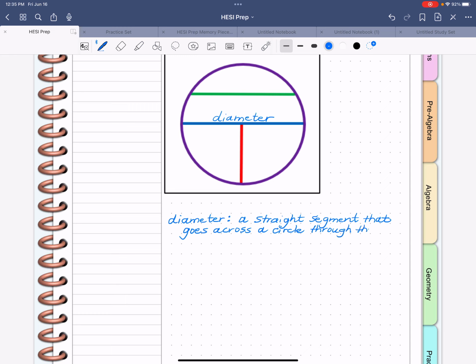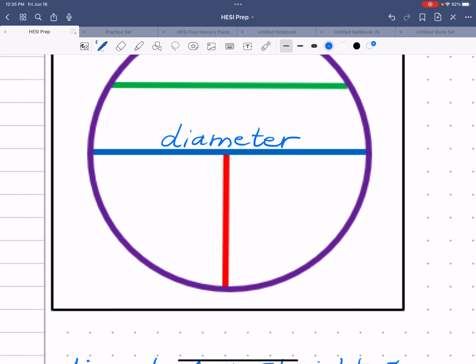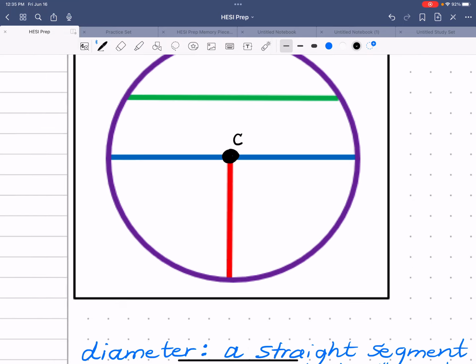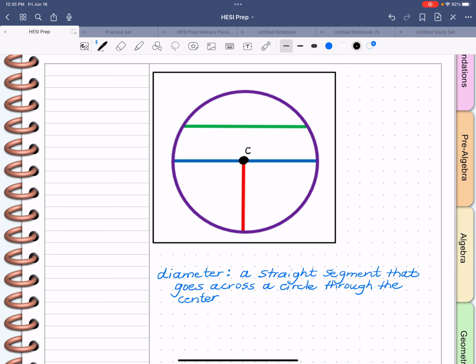So we need to mark the center of this circle with a point. So I'm going to have to erase this out for just a second. And let's put a point. I'm going to use black ink here. Just put yourself a big old point right here. We're going to call that point C for center. Okay. So diameter goes across the circle through the center.